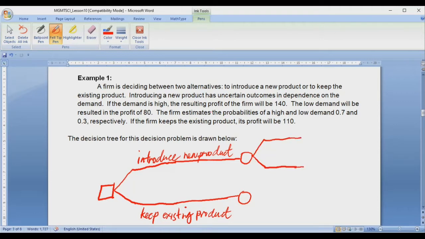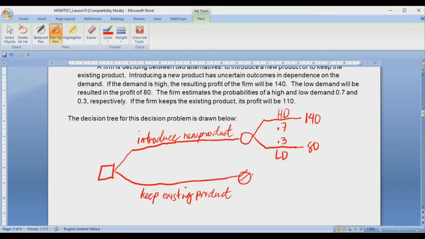It said here, if the demand is high, so I will write here high demand. The resulting profit is 140. That's the income. You put that at the end of the terminating node. The low demand will result in a profit of 80. Then the firm estimates the probabilities of a high and low demand, 0.7 and 0.3. So high demand, respectively, 0.7. So you put it here. Low demand, 0.3. If the firm keeps the existing product, its profit will be 110.